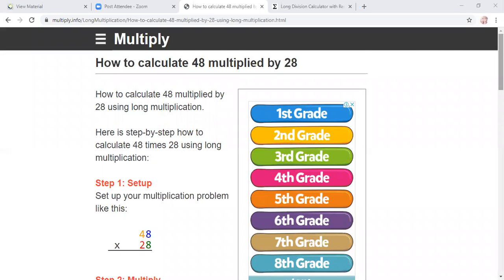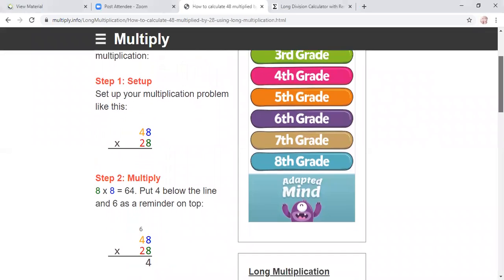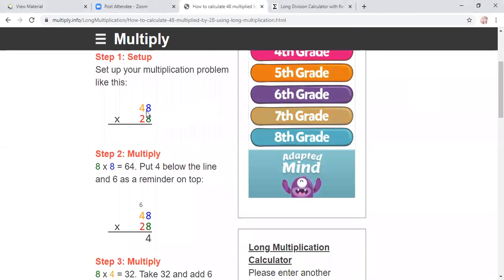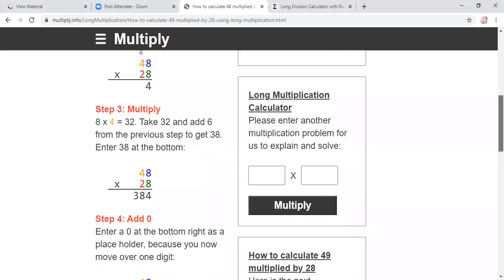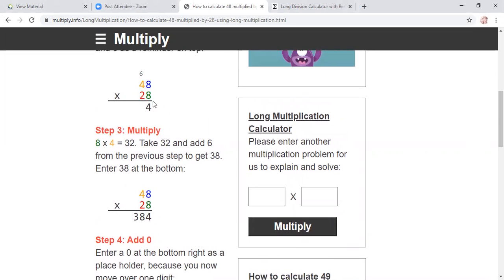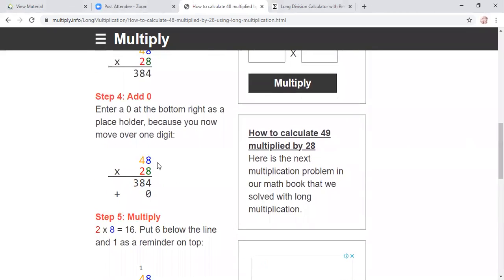So the steps are, first step, that's for all multiplying two-digit numbers by two-digit numbers. If I have 48 multiplied by 28, first step I do 8 multiplied by 8, which is 64, so put 4 below the line and 6 as a remainder, like that. So I have the first one 4, and then 8 multiplied by 4 is 32, and add 6 from above, the 6 that we put in here from the 64, it is 38. Then enter 0 at the bottom right as a placeholder, because you now move over one digit.